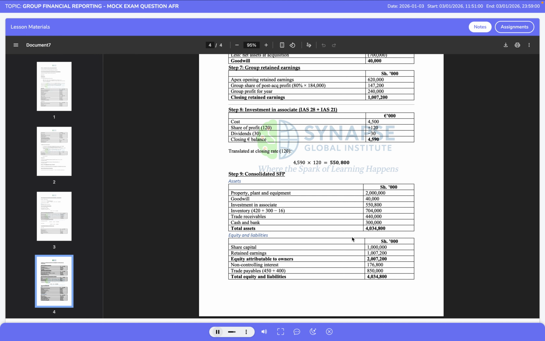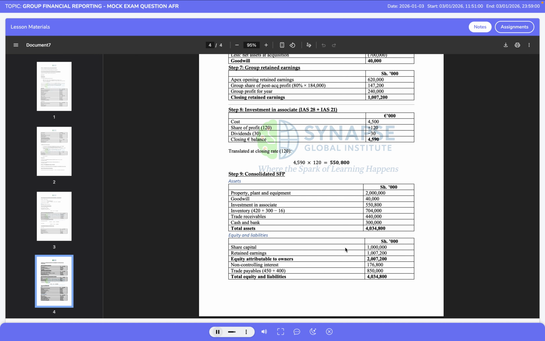4,034,800 shillings. On the equity and liabilities side, share capital remains that of Apex Limited at 1 million shillings. Retained earnings are 1,007,200 shillings, giving equity attributable to owners of 2,007,200 shillings. Non-controlling interest amounts to 176,800 shillings, reflecting both its share of net assets and post-acquisition profit. Trade payables of Apex Limited and Zenith Limited are combined to give 850,000 shillings. Total equity and liabilities reconcile exactly with total assets.